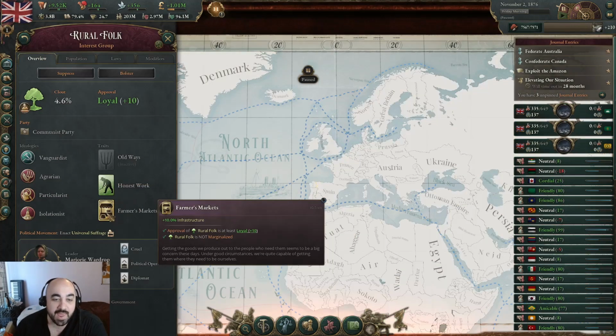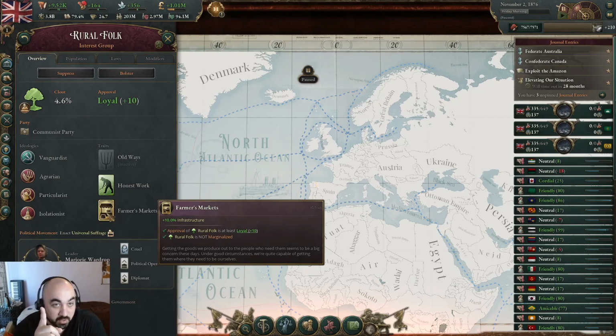This is very good. And finally, we have Farmers Market, which is an incredible bonus. Keep in mind, it's doubled if these guys were powerful, for plus 10% infrastructure or plus 20% infrastructure. This is an insane bonus. This is really, really, really strong. It's not strong just because you get to build more infrastructure. It's kind of strong in two ways.